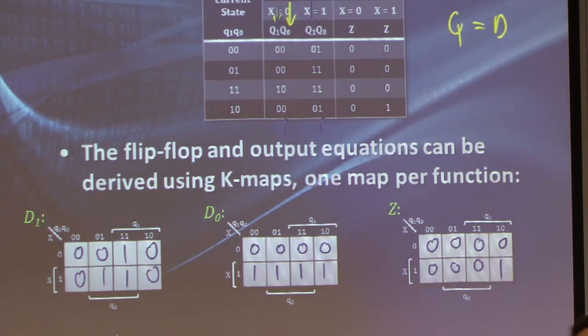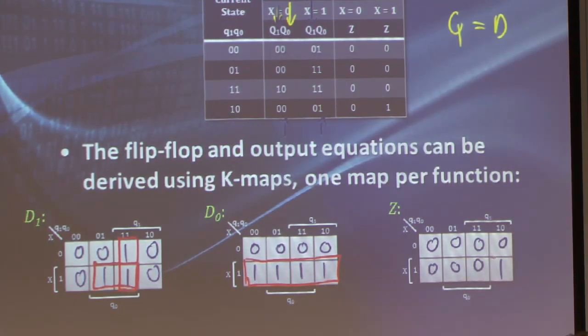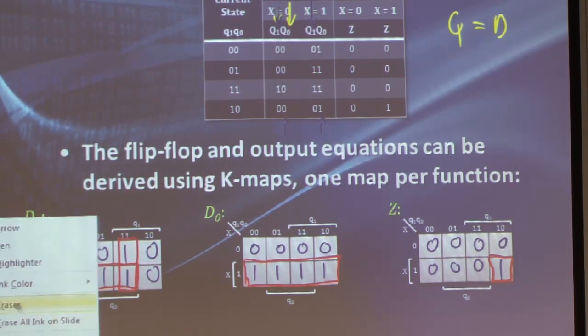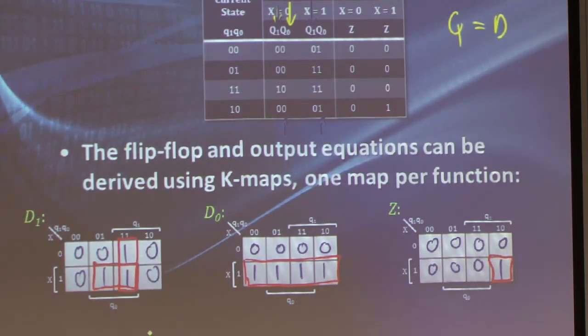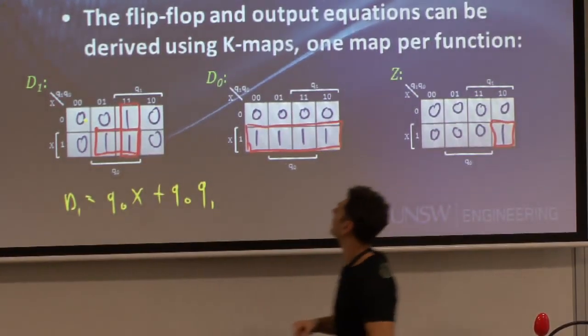The best grouping, and this is not a lesson about corner maps, so I'll just jump into it straight away. The best groupings that we can probably do are these ones here for D1, this big group here for D0, and there's not much we can do with Z, which will give us the equations of D1 is Q0x or Q0 Q1. So this group here and this group here.